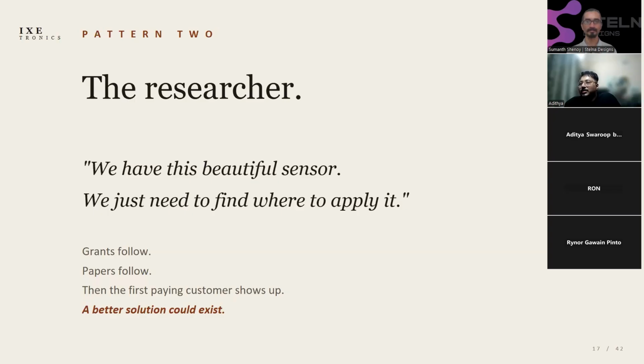This is coming from working with a lot of academicians in IISc and places like that. I've seen that a lot of researchers have a solution in mind and they try to retrofit it into a problem.